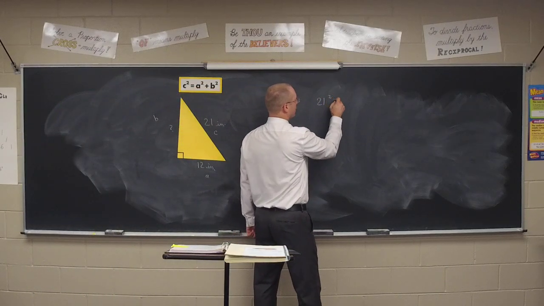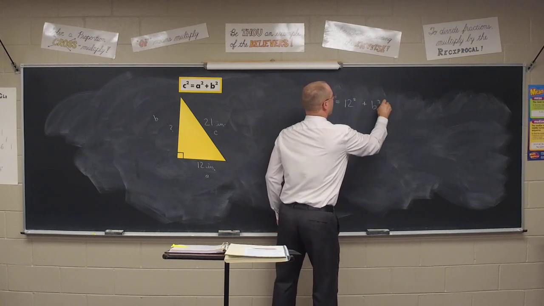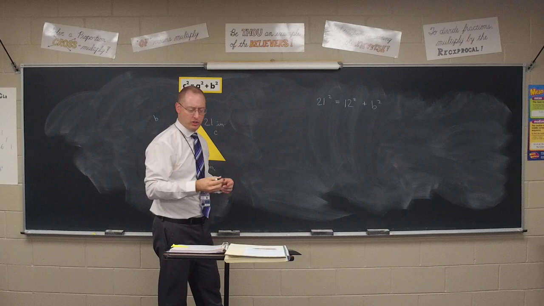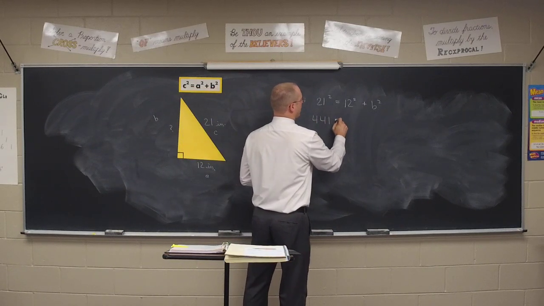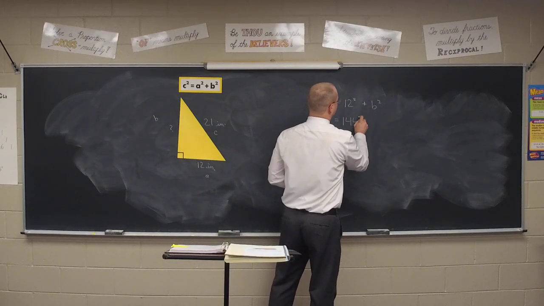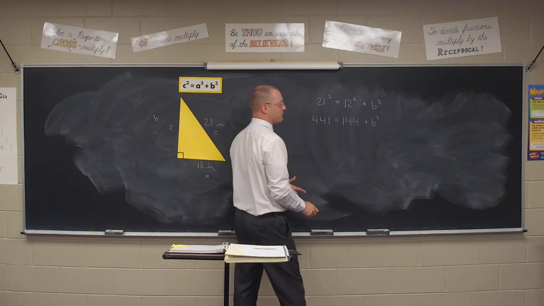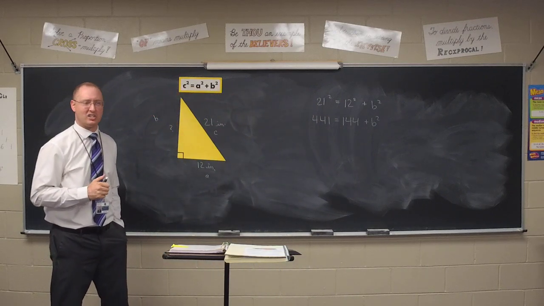21 squared equals 12 squared plus B squared. And from the chart, we can look at 21 squared, class. 441. We already know 12 squared, class. 144 plus the B squared. And what do we have to do next to get that B squared by itself, Elaine?